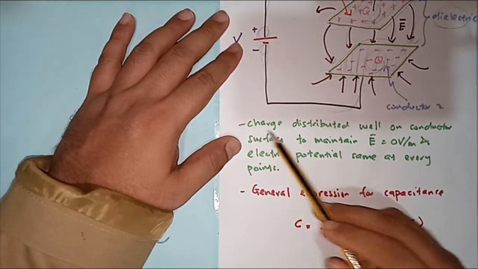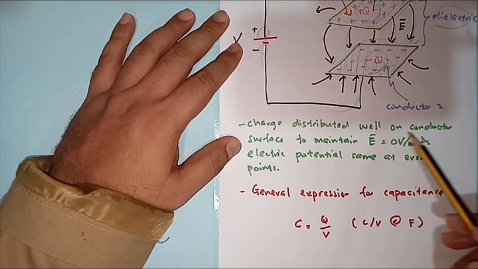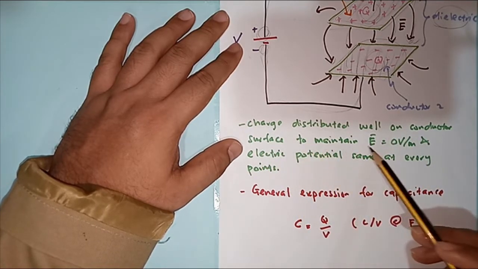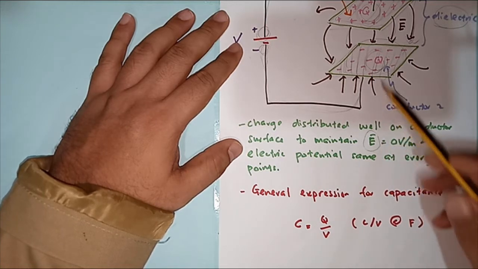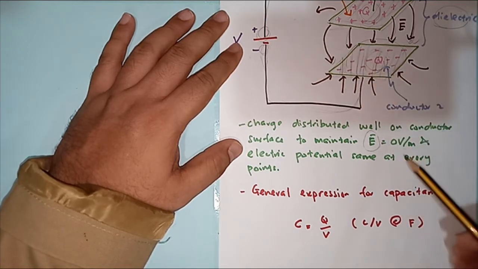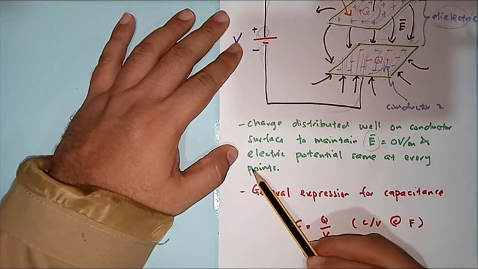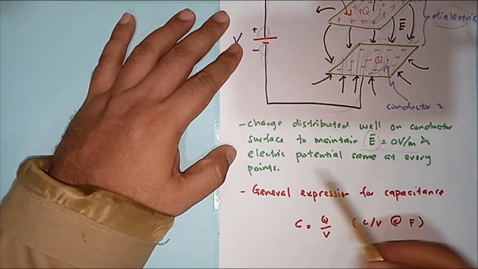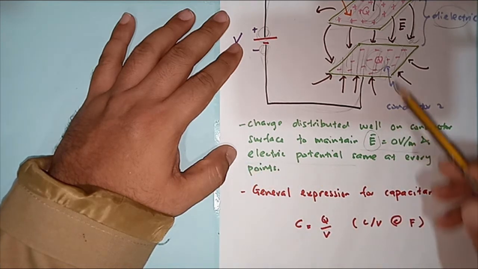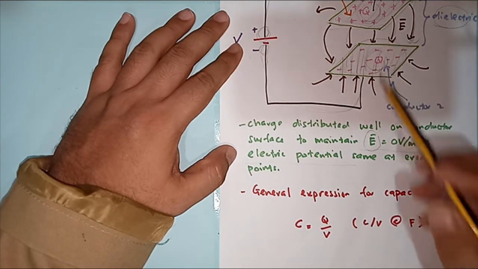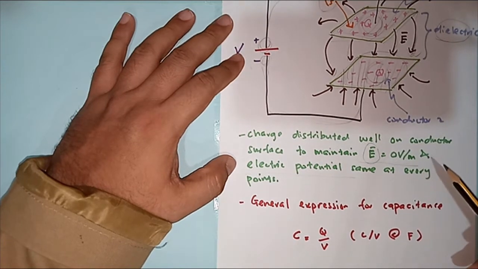The charge will be distributed on the conductor surface so as to maintain the electric field intensity on the surface of the conductor equal to 0, and with this, the electric potential at every point inside the conductor will be the same.